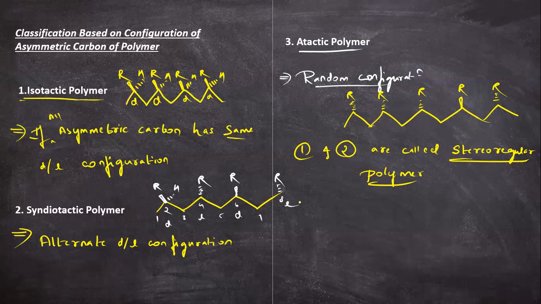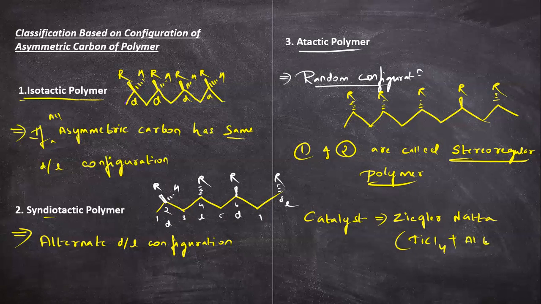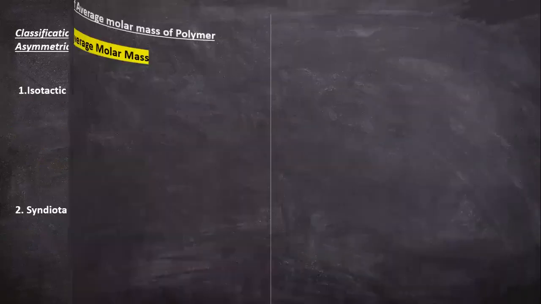Now, it was very old, around 1900, I hope so. I can't tell the exact date, but to synthesize these isotactic and syndiotactic polymers, a catalyst was synthesized. Even now we are using the same catalyst. That is a very popular catalyst, guys, the Ziegler-Natta catalyst. You can write it is titanium tetrachloride plus aluminium triethyl. This Ziegler-Natta catalyst was synthesized to prepare these stereoregular polymers, the isotactic and syndiotactic polymers. Clear? Let's move on to the next one.